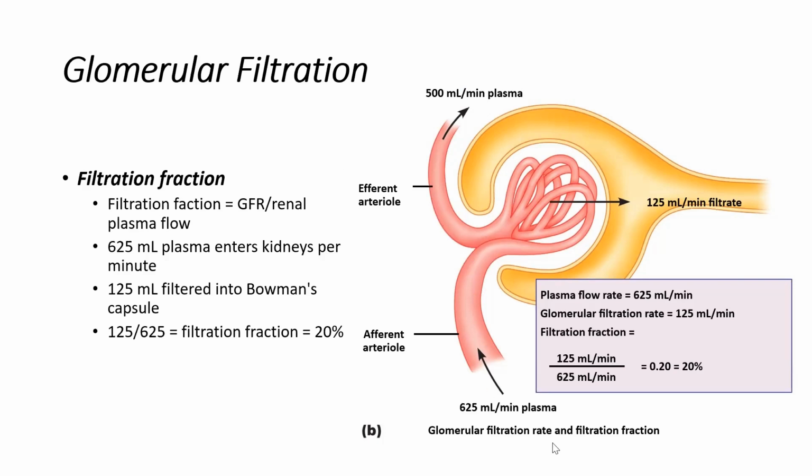So we can see that here. The renal plasma flow, which is 625 coming in, and then only 125 actually being filtered, whereas 500 just simply returns to our vasculature. Okay, so about 20% of our blood coming into the kidneys is actually filtered across.